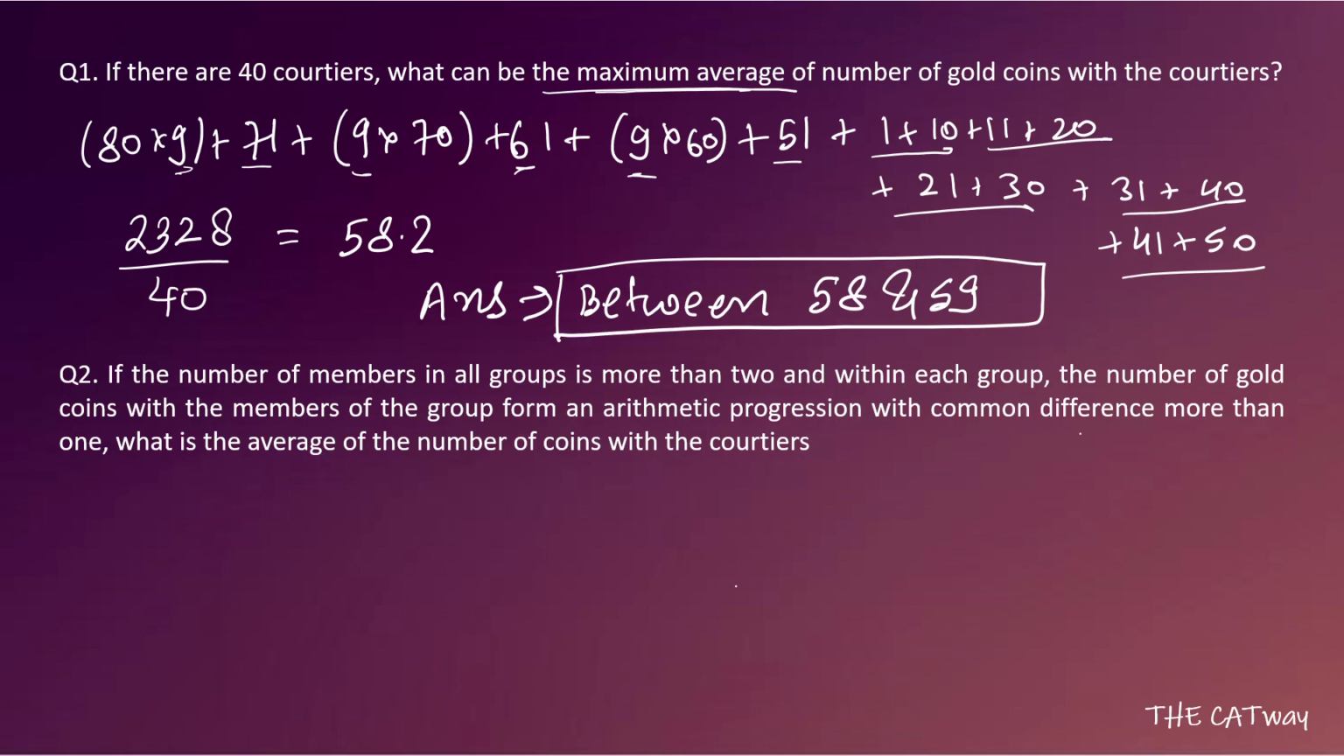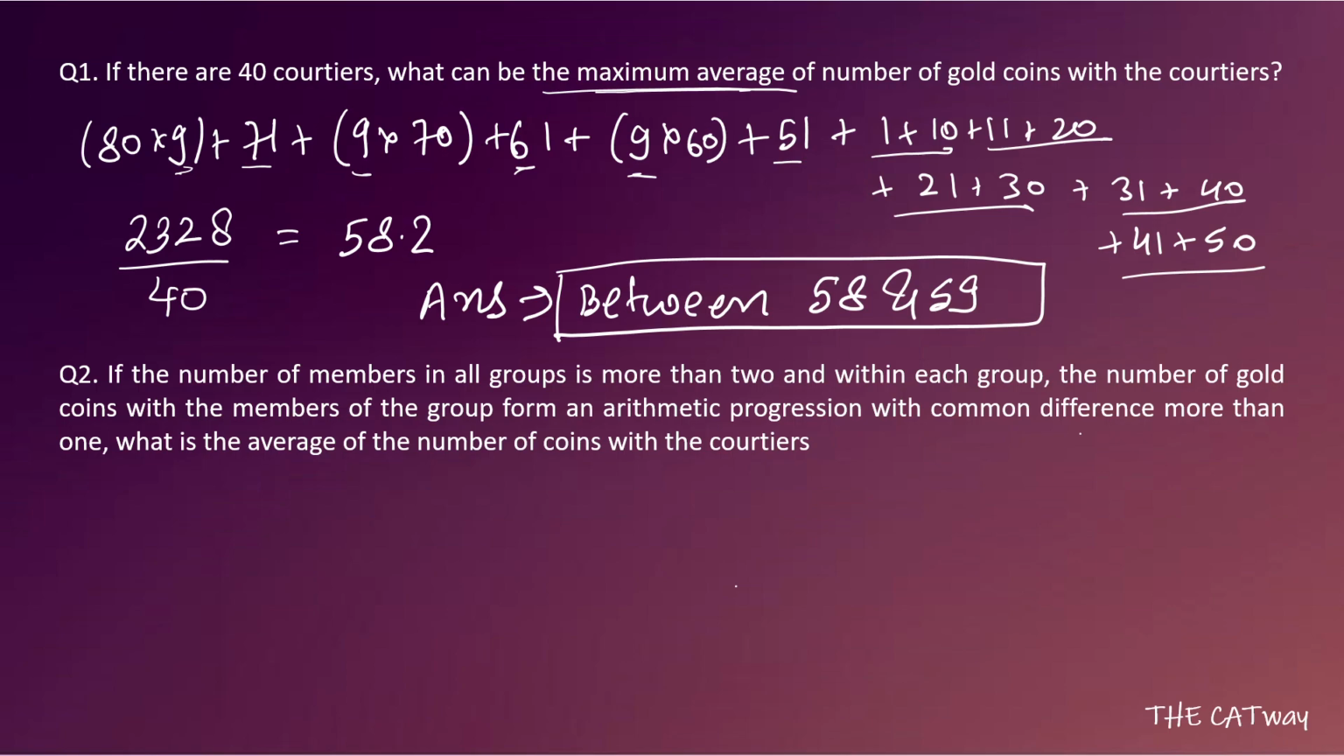Now let's move to the second question. The second question says if the number of members in all groups is more than 2, and within each group the number of gold coins with the members of the group form an arithmetic progression whose common difference is more than 1, what is the average of the number of coins with the courtiers?